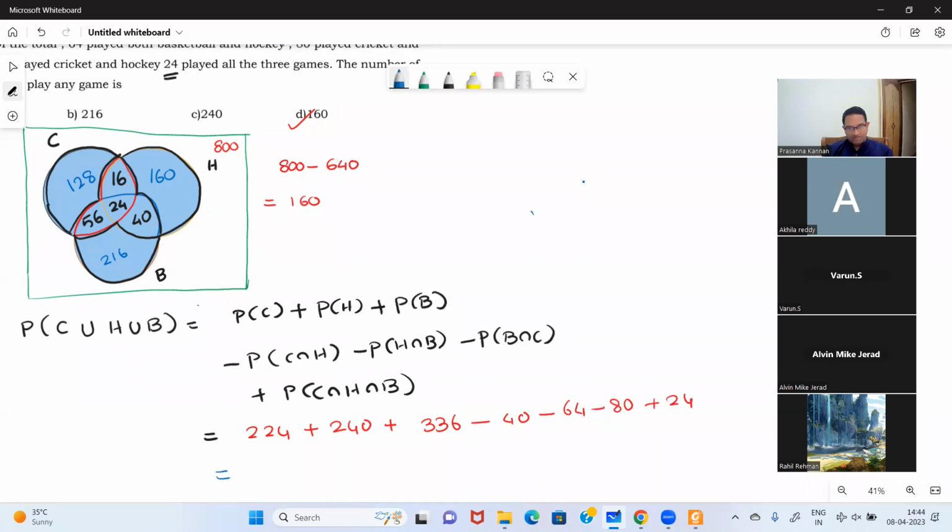Now we can calculate this. Tell me what number we get when we add all these. 336 plus 224 is 560. 560 plus 240 will give you 800. We get 800 minus 160. People who don't play any game.